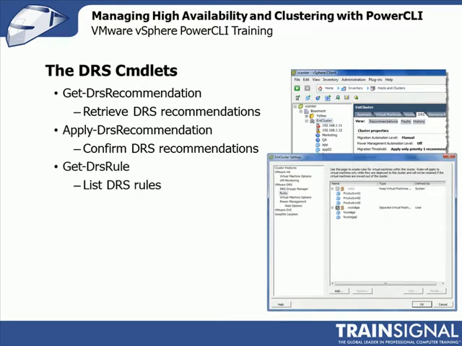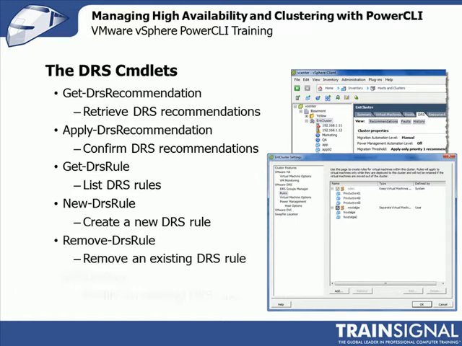Then we have DRS rules. I mentioned those to you earlier, how you have different types of rules, affinity, anti-affinity, and so forth. Well, there are commands for working with those. We have Get-DRSRule. New-DRSRule is used to create them. Then we have Remove and Set to remove an existing one and modify an existing DRS rule.